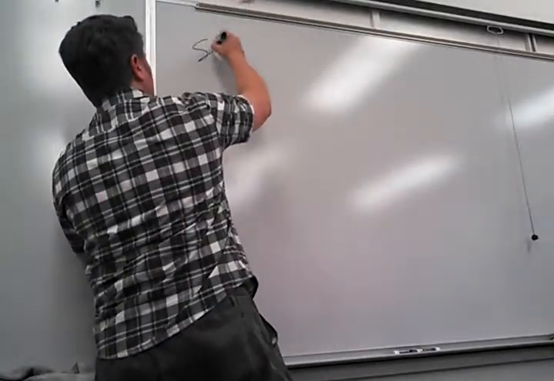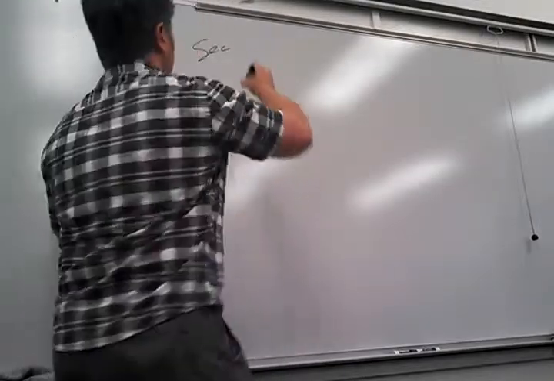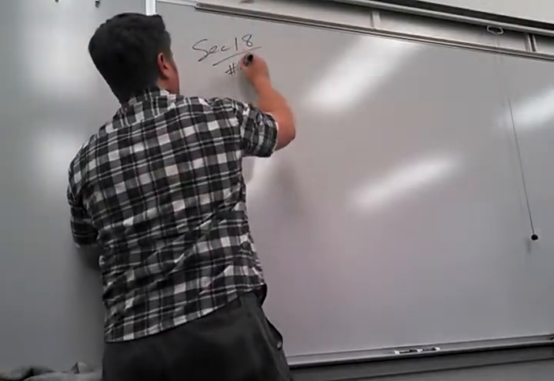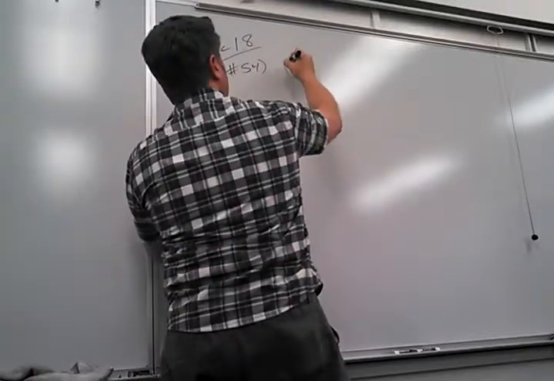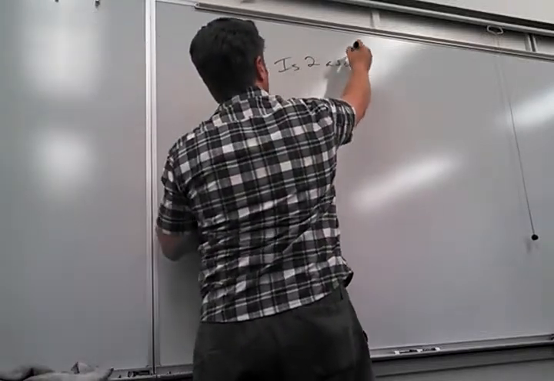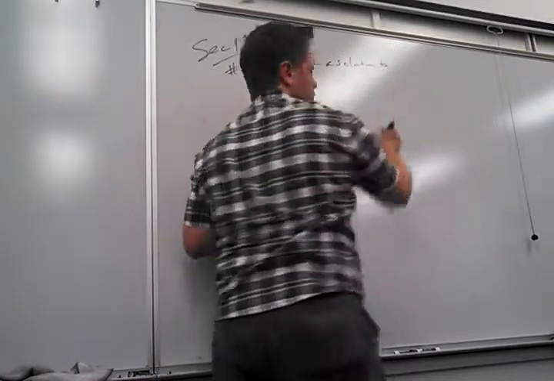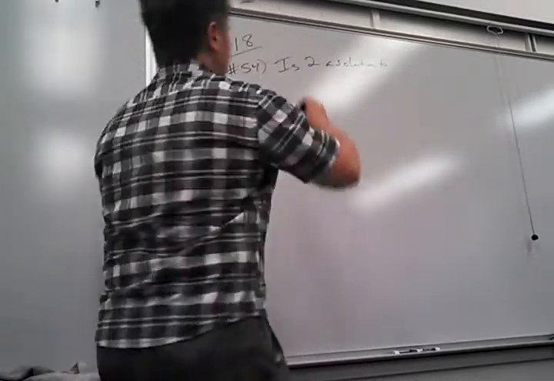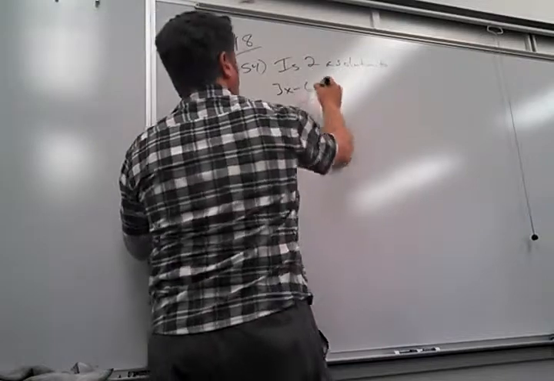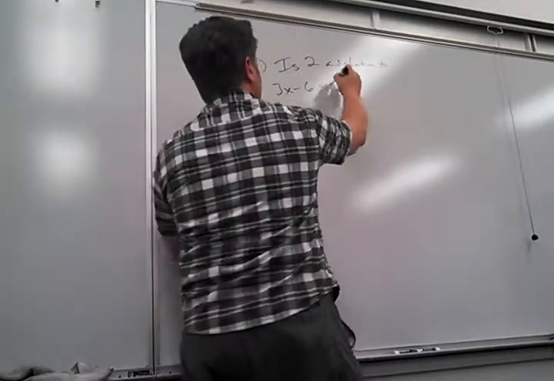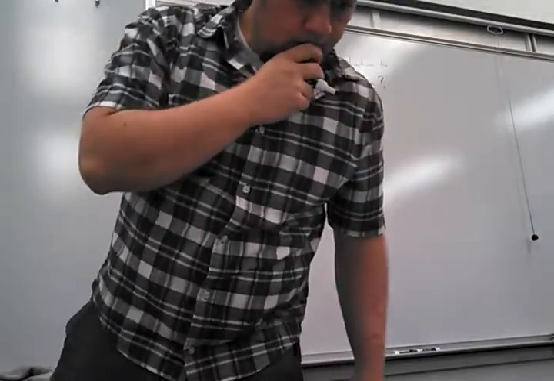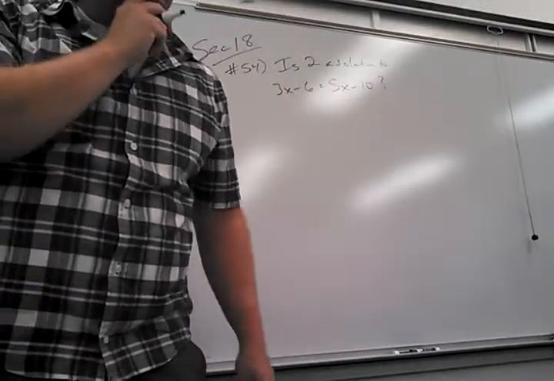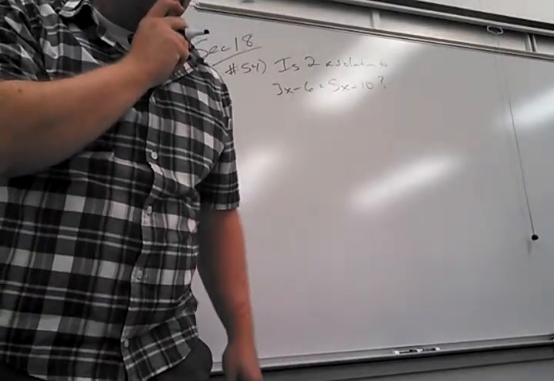This is back in section 1.8, number 54. And you're seeing problems like this again. It says, is 2 a solution to 3x minus 6 equals 5x minus 10? What does it say? Is 2 a solution? Page 80, number 54.